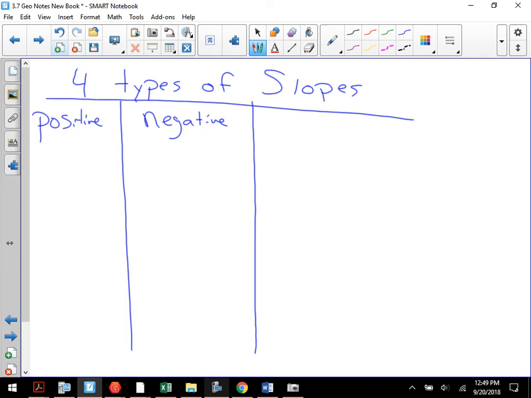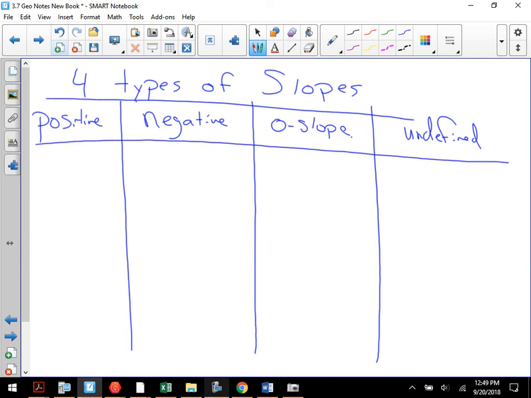What is it? All right, let me ask you this. I'll set you up for a good one. What's halfway between positive numbers and negative numbers? Zero. You have a zero slope. And you have an undefined slope. So you've got 4 types of slopes that you guys have all dealt with before.